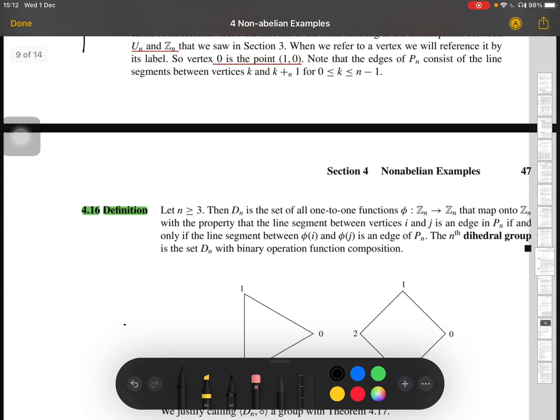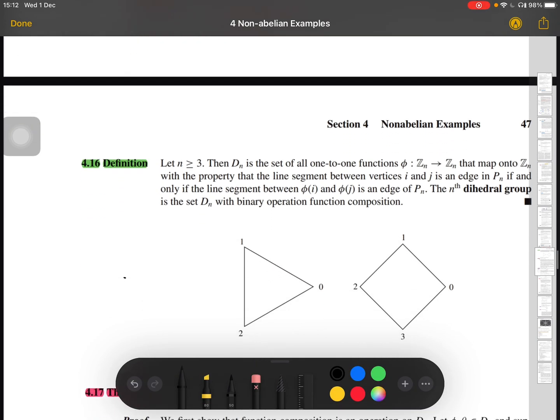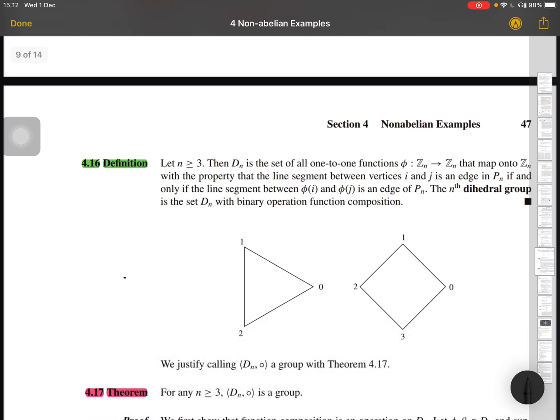I'm going to take the annotation off because we are looking into the definition of the dihedral group, the n-dihedral group. We start with n greater than or equal to 3. So the n-dihedral group is the set of all one-to-one functions phi mapping the integers modulo n onto the integers modulo n with the property that the line segment between the vertices i and j is an edge in Pn if and only if the line segment between phi(i) and phi(j) is an edge of Pn.